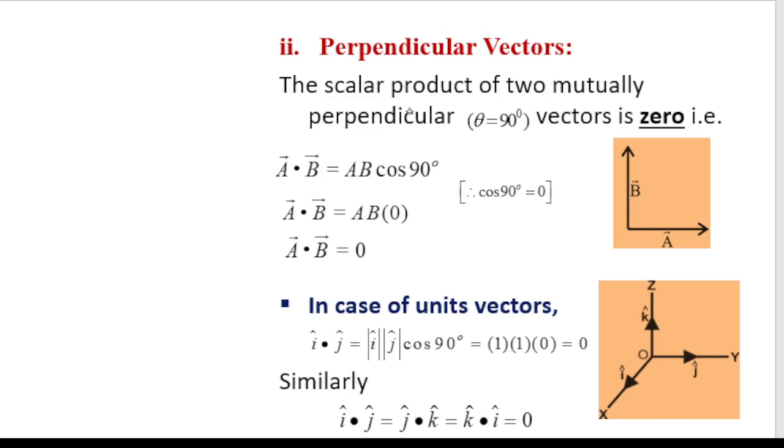Perpendicular vectors. The scalar product of two mutually perpendicular vectors is 0, as we know that cos 90 is equal to 0. So A dot B is equal to 0. In the case of unit vectors, i dot j is equal to magnitude of vector i, which is 1, into magnitude of vector j, which is 1, into cos 90, which is 0, so i dot j is equal to 0. Similarly, we can say i dot j, j dot k, k dot i are equal to 0.